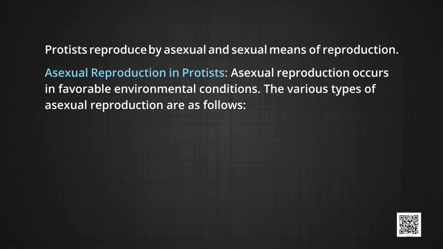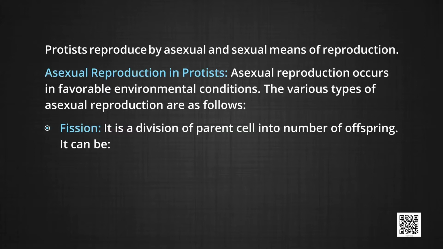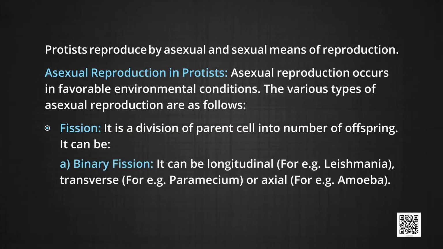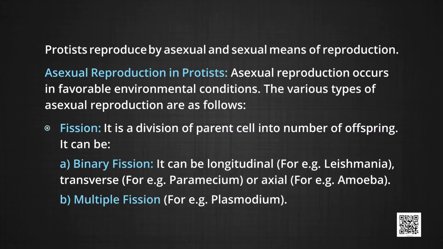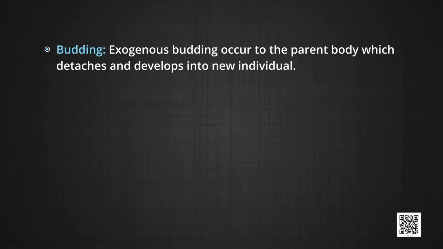Asexual reproduction in protists. Asexual reproduction occurs in favorable environmental conditions. The various types of asexual reproduction are as follows. Fission. It is a division of a parent cell into a number of offspring. First, binary fission. It can be longitudinal, for example Leishmania, transverse, for example Paramecium, or axial, for example amoeba. Second, multiple fission, for example Plasmodium. Third, budding. Exogenous budding occurs where a bud on the parent body detaches and develops into a new individual.